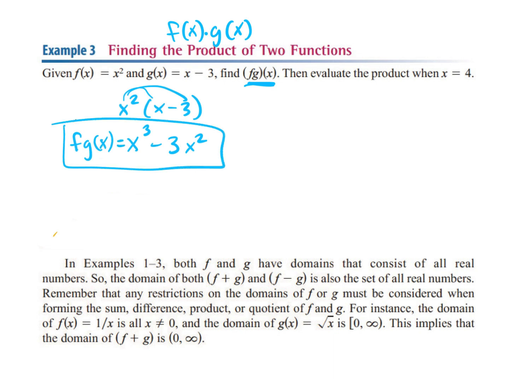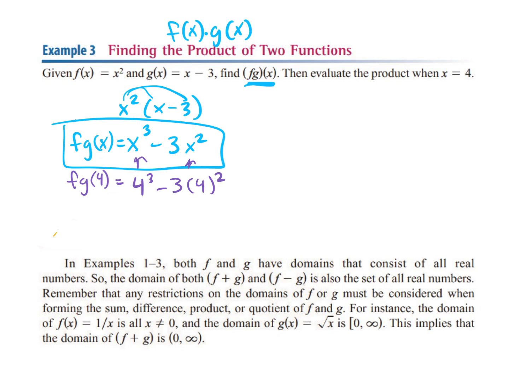Next it says evaluate the product when x is equal to 4. So we're going to find f times g of 4. So we're going to plug 4 into the x's here. So we have 4 to the third power minus 3 times 4 squared.